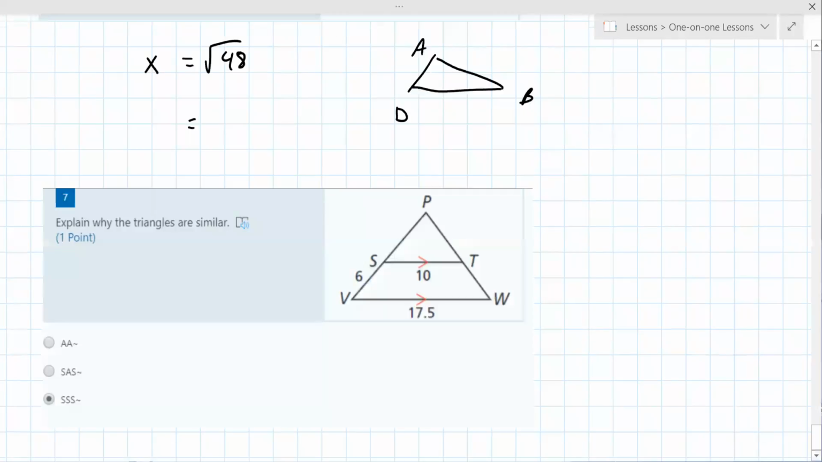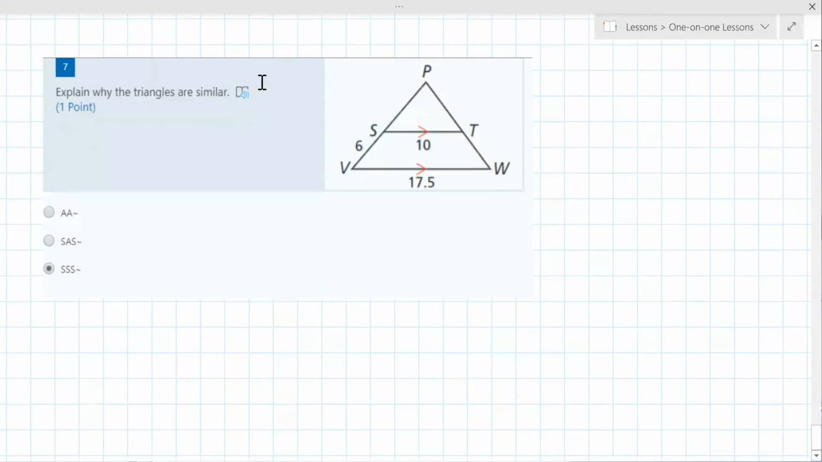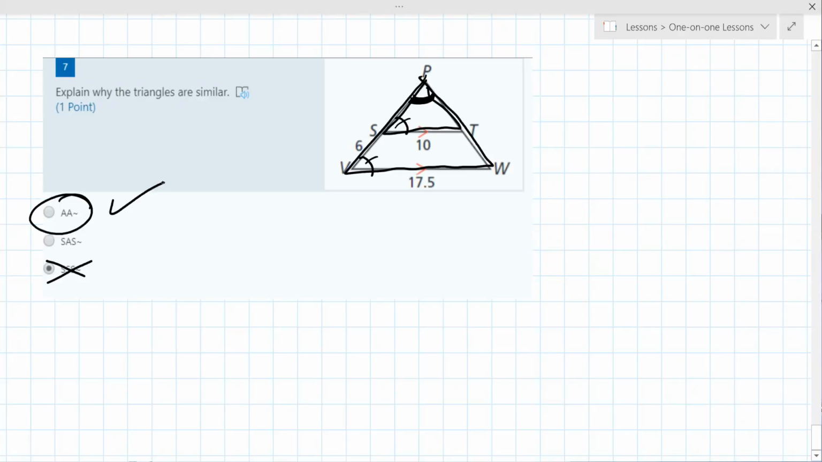Okay, let's continue here. Explain why the triangles are similar. So you got this little triangle, and then you got this bigger triangle. They share an angle, so that's for sure going to be right. So it's got to be something to do with angle. Because these are parallel, you get another angle and another angle because of the transversal there. So I'm pretty sure it's AA for that, because you got the one angle and then these two. Okay.